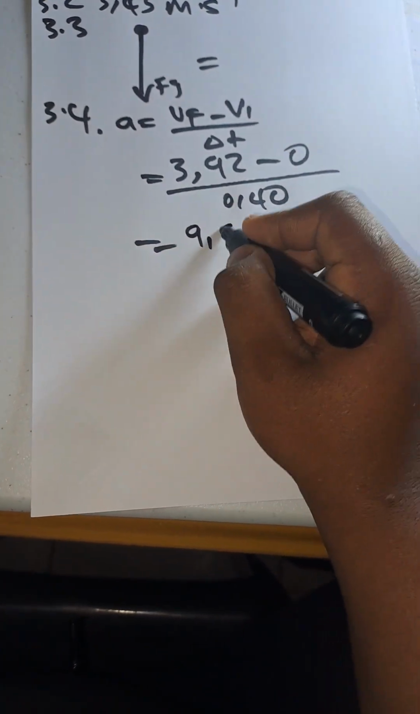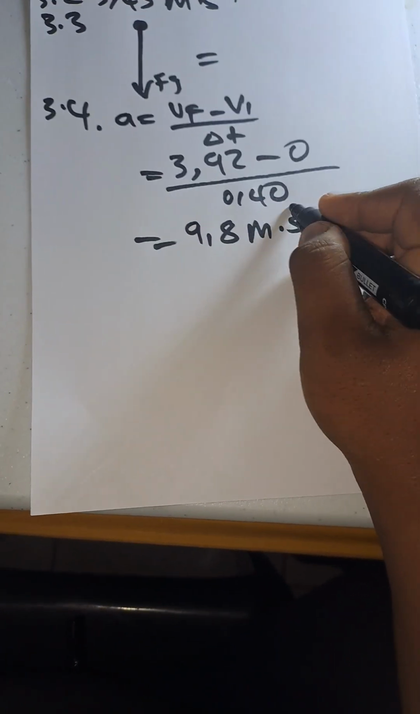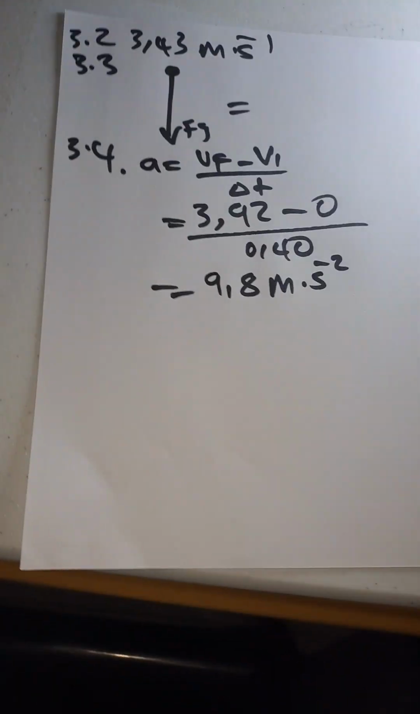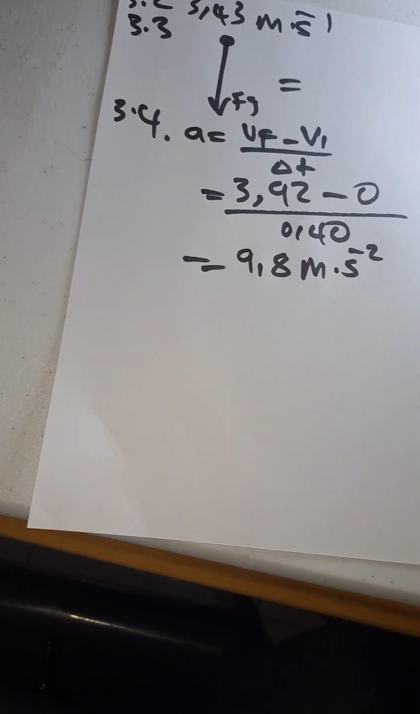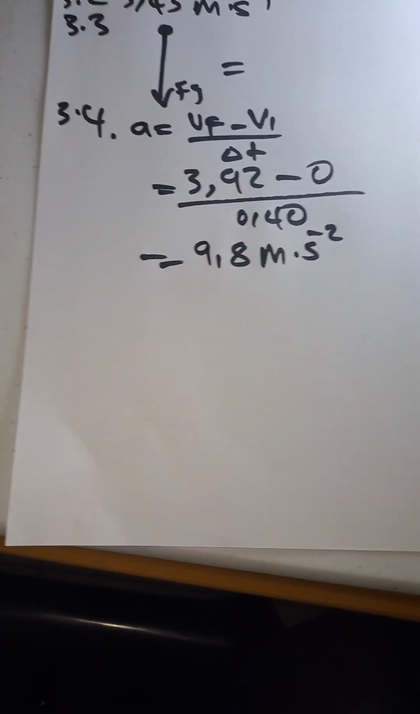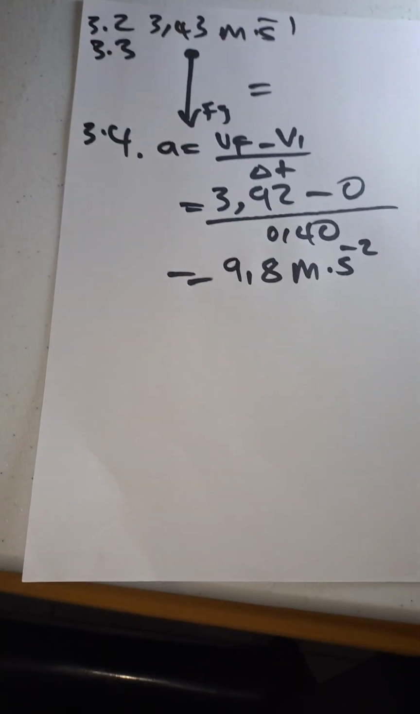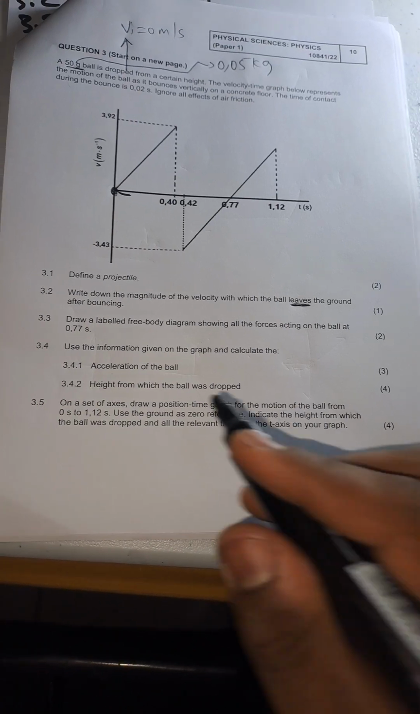9.8. So write 9.8 meters per second squared, because this is acceleration, it is not velocity. If it has velocity, that's when you're going to do it differently. So now check. Let's continue.